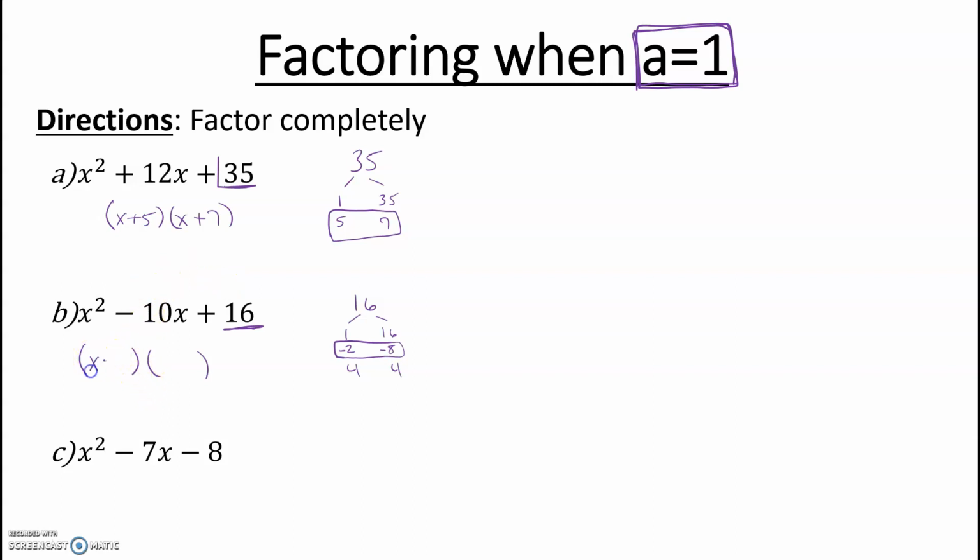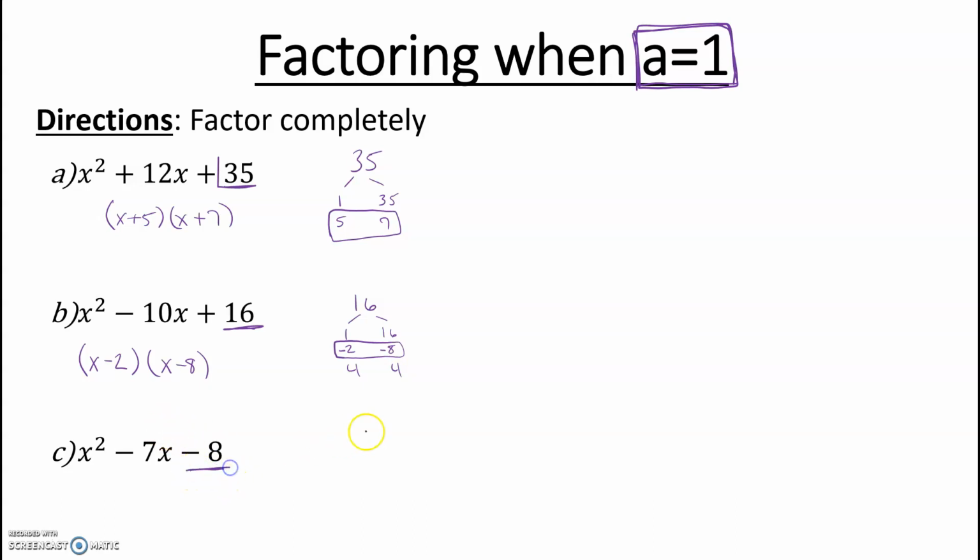So we have x minus 2 and x minus 8. x times x is x squared. We have negative 8x and negative 2x makes negative 10x. And then negative 2 times negative 8 is positive 16. So just checking ourselves as we go back.